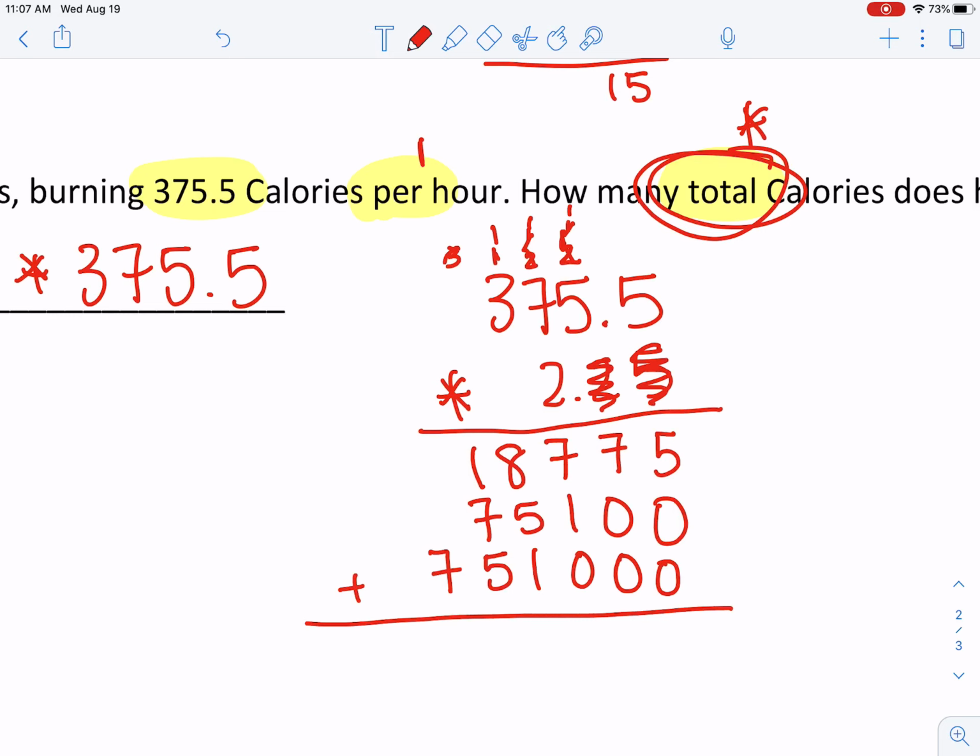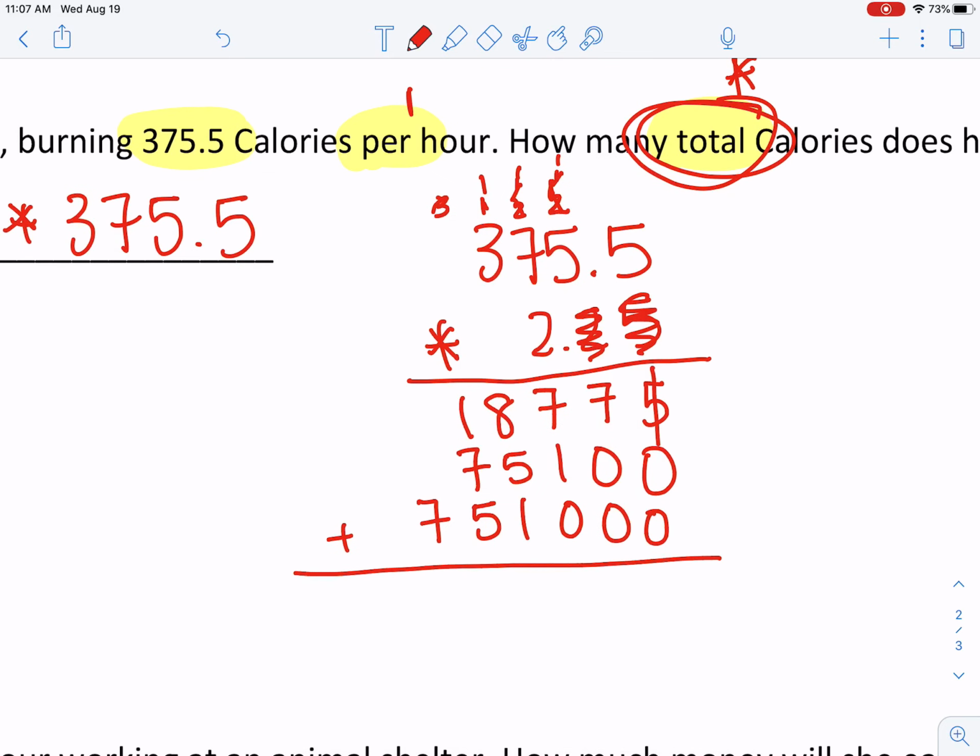All right, so now we just need to add it straight down. 5 plus 0 plus 0 is 5. 7 plus 0 plus 0 is 7. 7 plus 1 is 8. 8 plus 5 is 13, plus 1 is 14, carry the 1. 1 plus 1 is 2, 2 plus 7 is 9, 9 plus 5 is 14. Those are a lot of numbers. 7 plus 1 is 8.